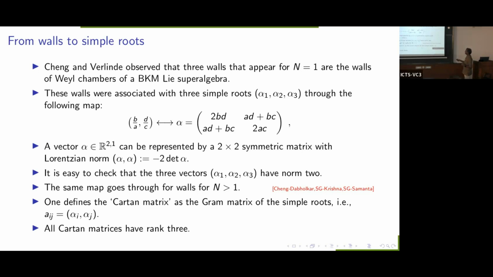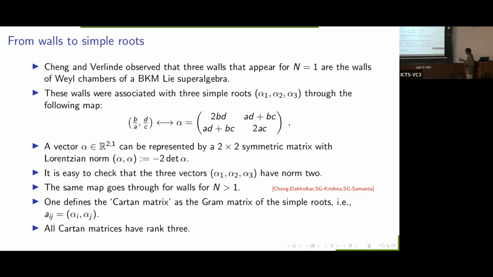From that, you get a root which is alpha, which is a symmetric 2 by 2 matrix. But this can also be thought of as a vector in hyperbolic space, R2,1. That's a simple map which takes you from a 3-dimensional vector into a 2 by 2 symmetric matrix with a Lorentzian norm written in this way as -2 times the determinant. Okay, it's easy to check that the 3 vectors alpha 1, alpha 2, alpha 3 have norm 2. That means the determinant is -2.